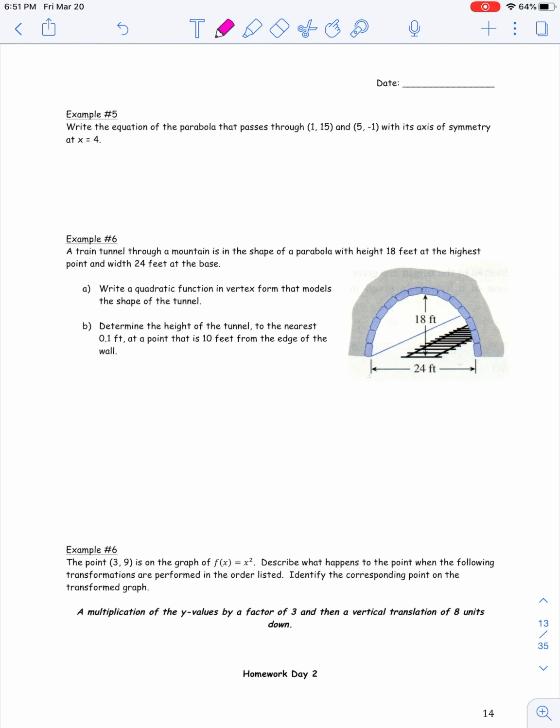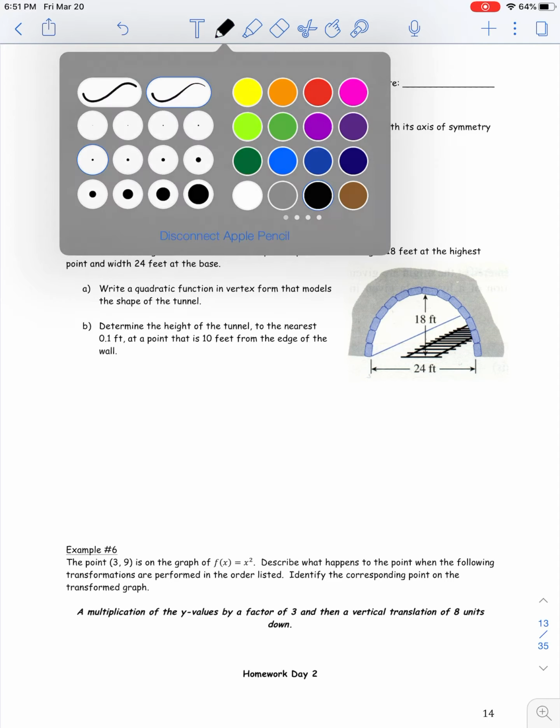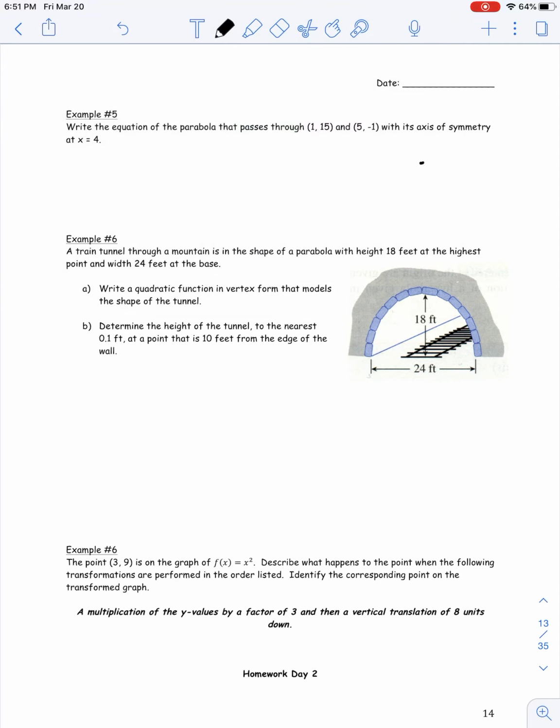So they want us to write the equation that passes through 1, 15, and 5, -1 with an axis of symmetry of x equals 4. So the axis of symmetry actually represents your value of P. So we know that P equals 4. What they're actually giving us is 2 sets of points, x, y, x, y. Okay, so we can't put them both into the equation, and we're actually missing 2 things. We don't know what the A value is, and we do not know what our Q value is.